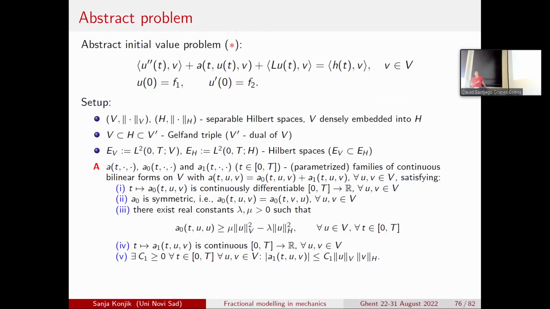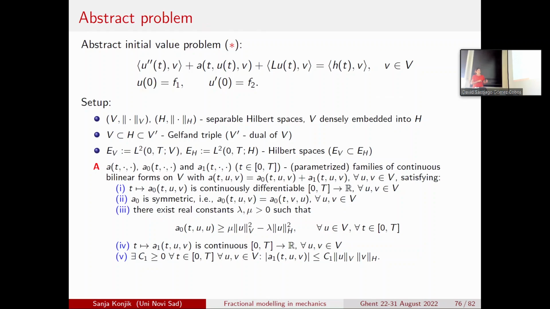It means that we describe this bilinear form A. It will be given as a sum of A0 and A1, and they should satisfy these five conditions. So meaning that A0 is continuously differentiable with respect to t, symmetric with respect to u and v. Then A0, sorry, is bounded from below in this sense. A1 is continuous, and also we have this upper bound for A1.